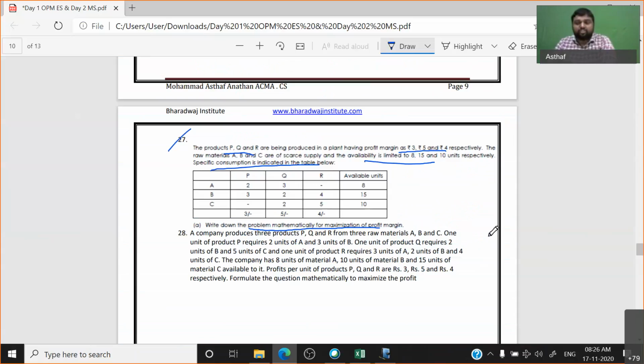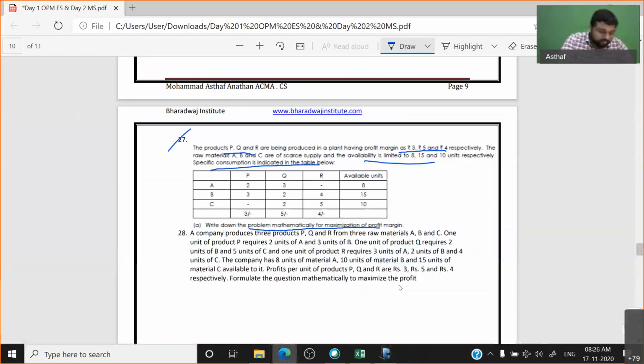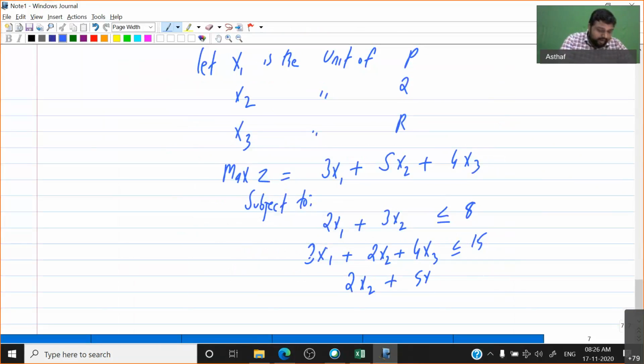Next is the second constraint: 2x2 plus 5x3 less than or equal to 10. Last, the non-negativity constraints: x1, x2, x3 greater than or equal to 0. So you can copy fast, my dears.